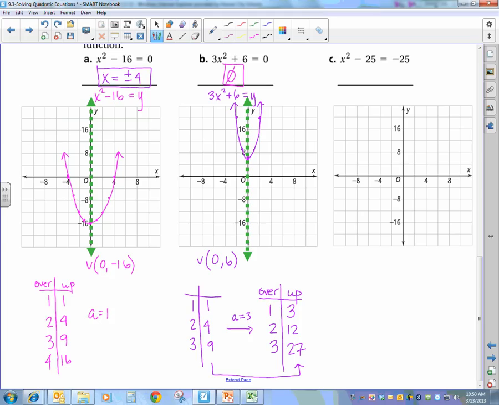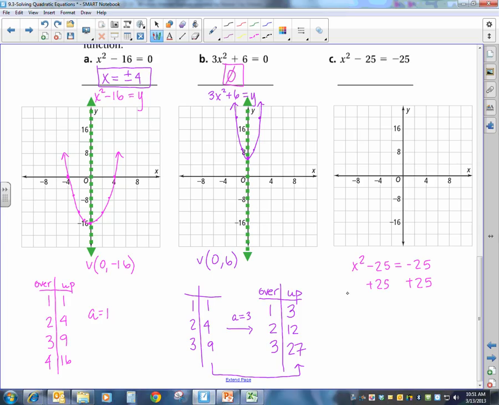All right, look at C. C is a little different because it's not equal to 0, so we need to make it equal to 0. X squared minus 25 equals negative 25. We're going to add 25 to both sides, and that gives us x squared, oh wow, equals 0. So we're actually looking to graph y equals x squared. Well, that is what we're always doing.